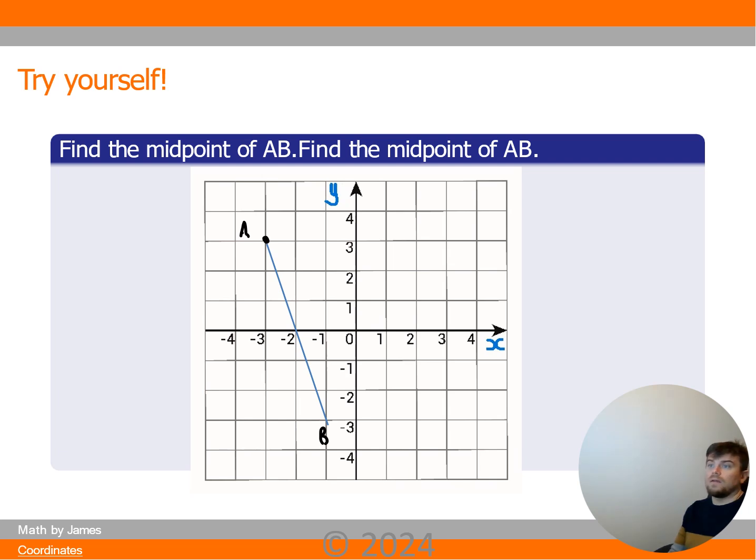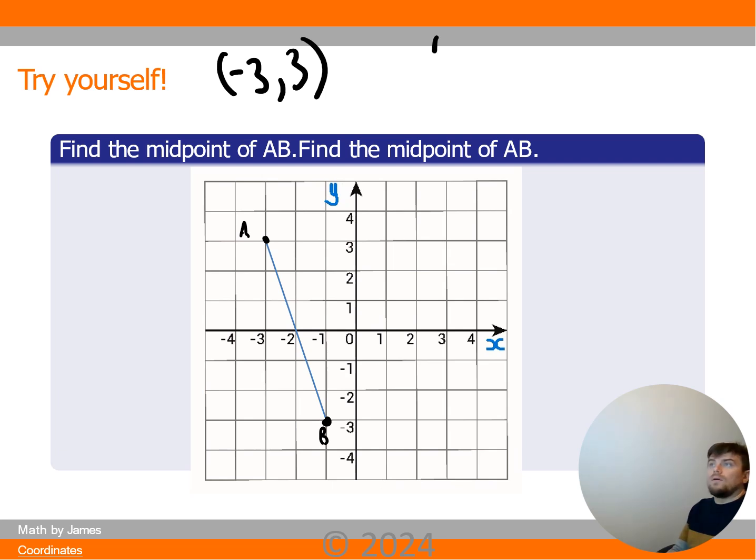So we can look at the line from A to B, 6 along, 2 along. So that gives us -2 and 0, because we can see that's in the middle. Another way we can look at it is looking at coordinate A. So we've got -3 and 3.